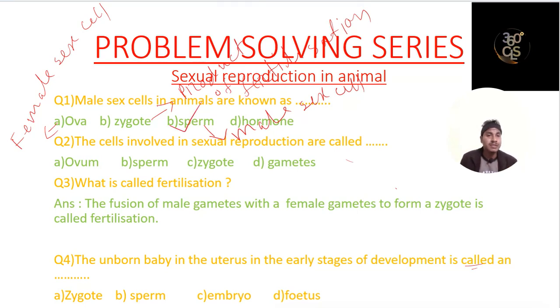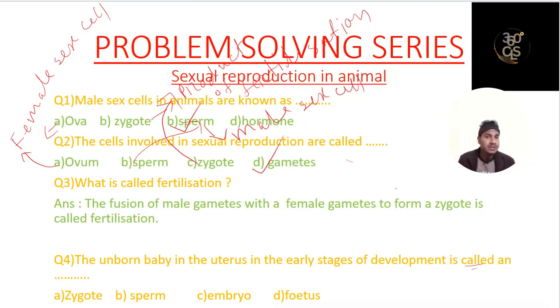So the second problem is the cells involved in sexual reproduction are called. First option is ova. Now this is the female sex cell. Then sperm is the male sex cell. Zygote is a product of what? Fertilization. So the correct option is gametes. Okay, gametes is the cell which is involved in sexual reproduction.